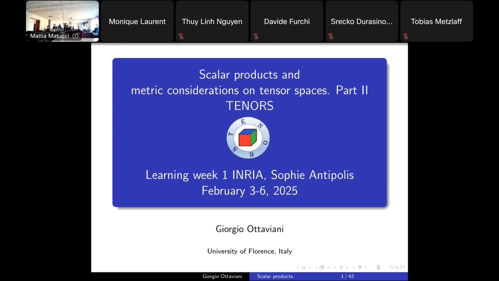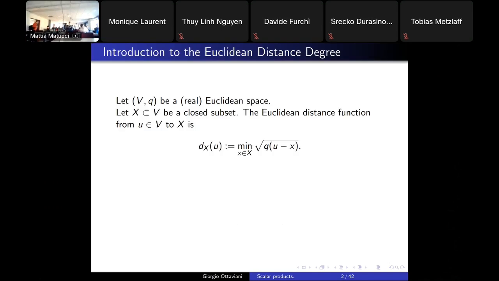Thanks. So this is the title that you know, and today I will apply the setting of distance that I studied yesterday. So when I say V vector space and Q a quadratic form, this is Euclidean space. One of the main examples I have in mind, of course, is when V is a tensor space, which is exactly in the spirit of this meeting. But anyway, it's better from the very beginning to start in generality.